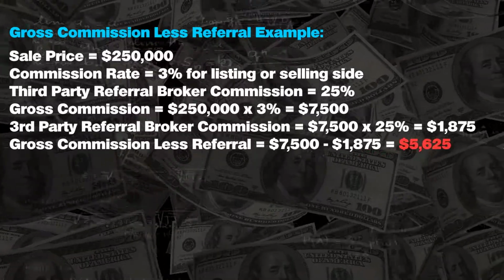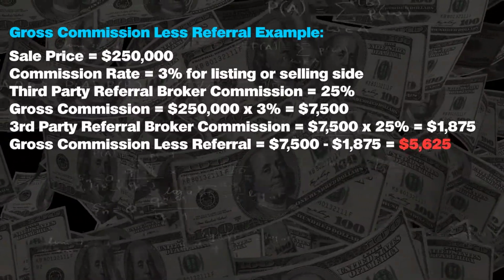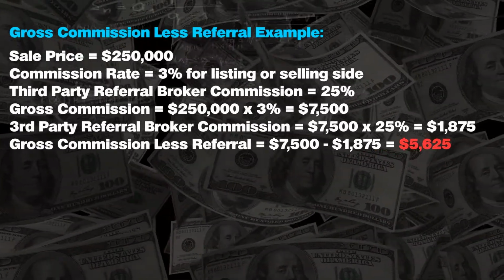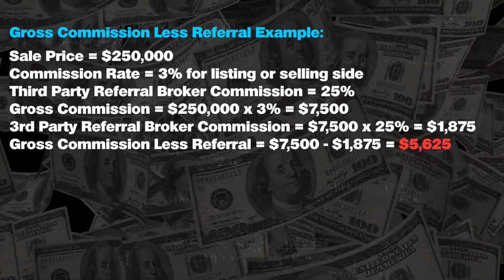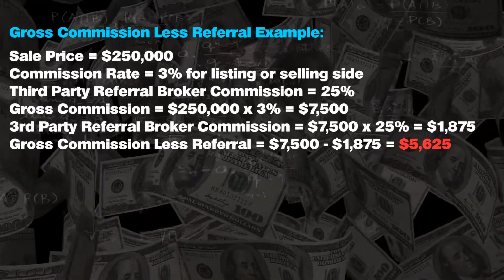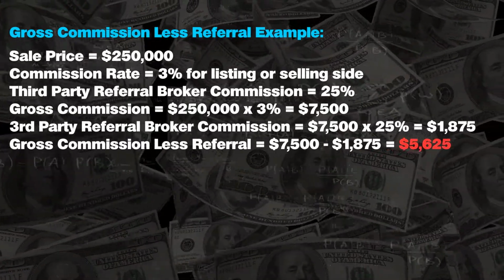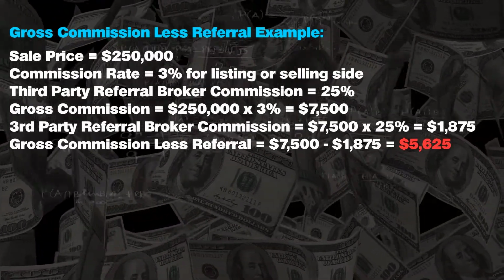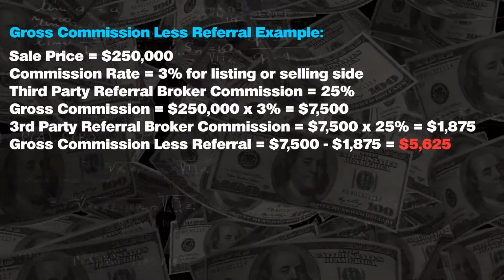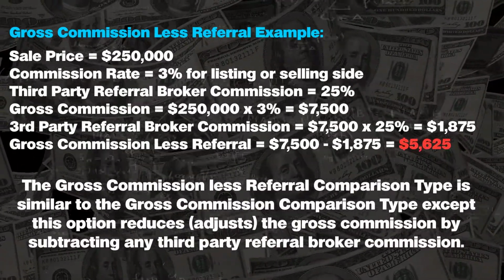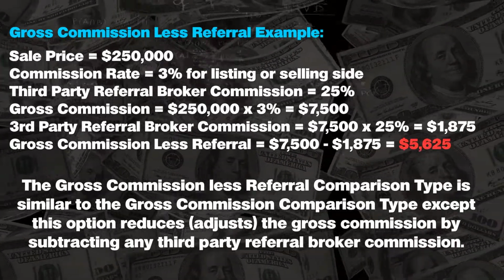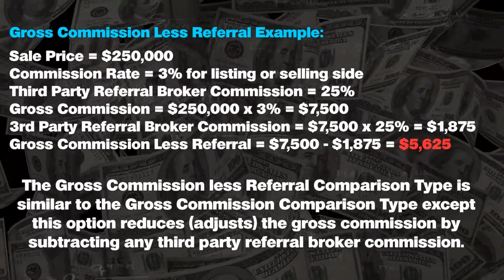The next example is a gross commission less referral, where the sale price is $250,000 and the commission rate is 3%, which can be for either the listing or selling side. We have a third-party broker getting 25%. So if the gross commission is $7,500, then the third-party broker commission will be 25% of that $7,500, or $1,875. So the gross commission less referral will be the $7,500, subtract the amount you're giving to the referral broker, which adjusts the new gross commission to $5,625. The gross commission less referral comparison type is similar to the gross commission comparison type, except this option reduces or adjusts the gross commission by subtracting any third-party referral broker commission.